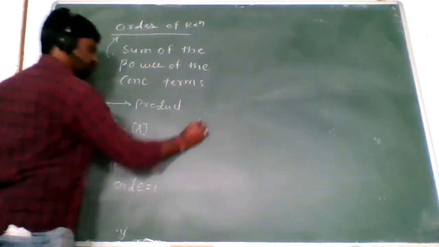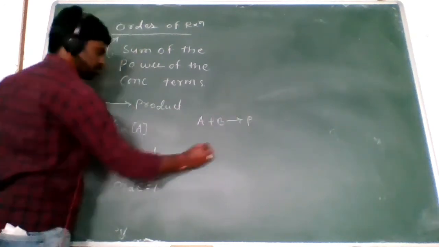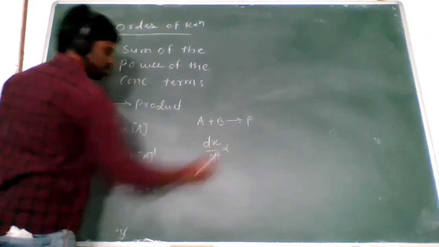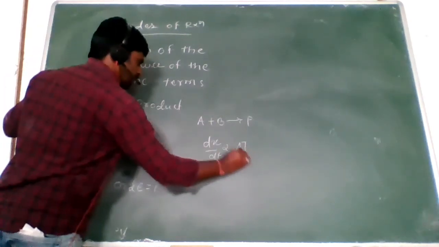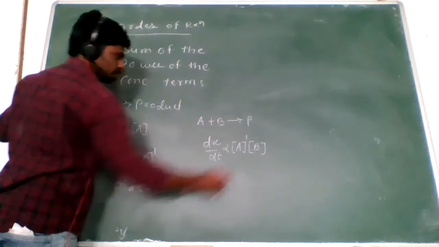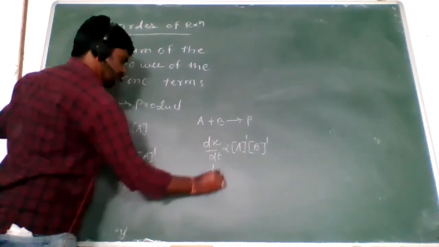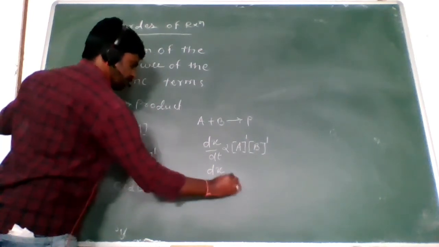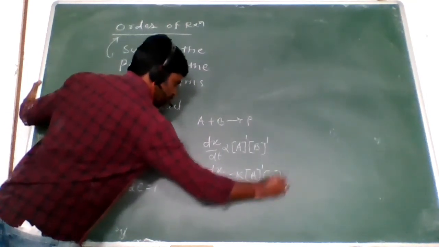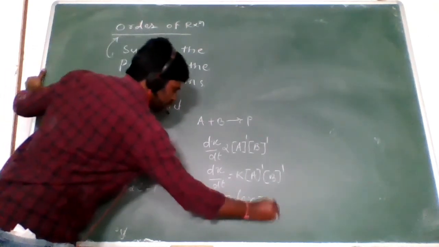Now simple, I'll give a second example. A plus B gives rise to product. dx by dt, this is the rate of reaction, is directly proportional to A into B. A concentration power of 1, B concentration power of 1. So dx by dt equals k into A power of 1, B power of 1. So order of reaction, which order? Second order, 1 plus 1.